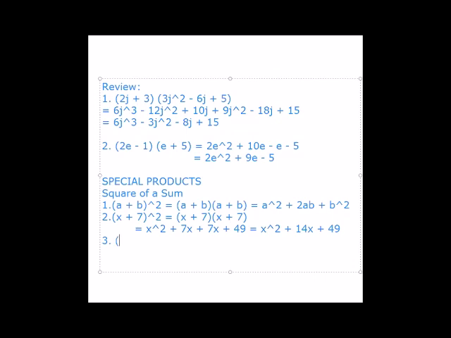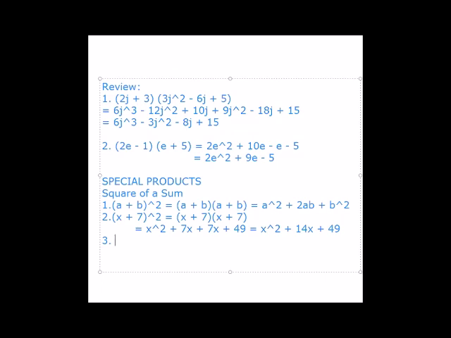Ma'am, I know this. Yes. Okay, Jude, please share. We can use (a plus b) squared. Yes, we can use (a plus b) squared. So what pattern have you noticed, Jude? You know the answer for (x plus 7) squared. Yes.